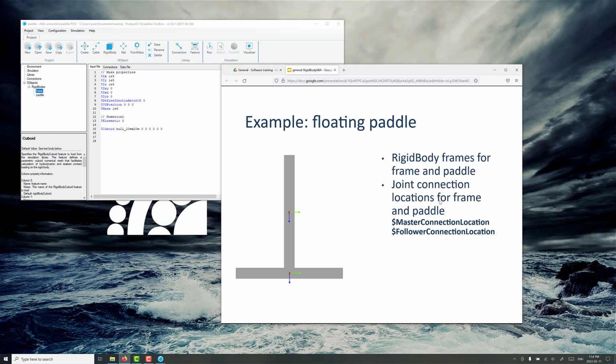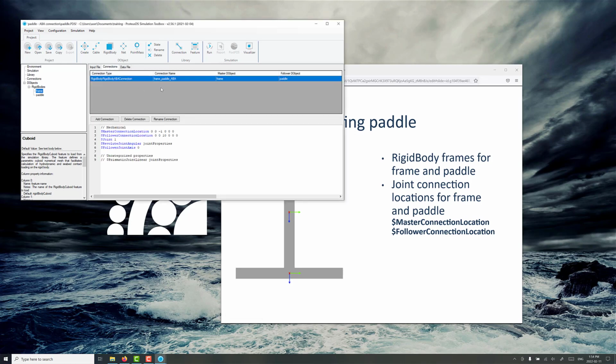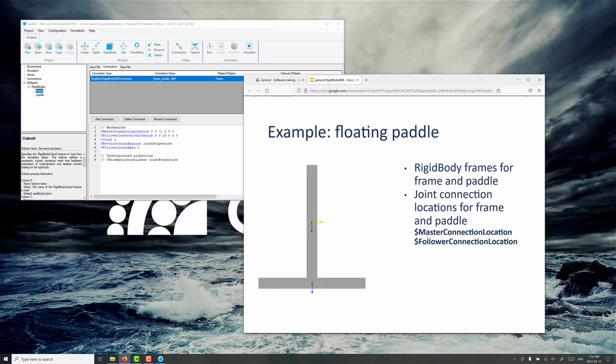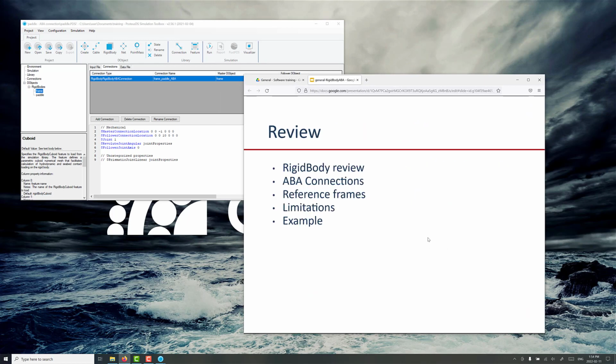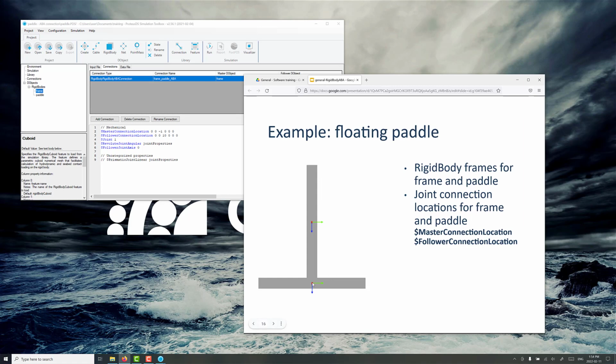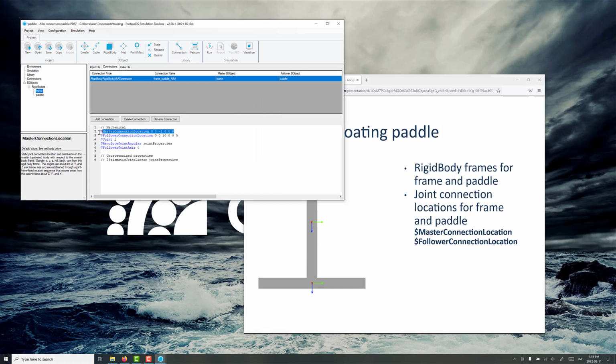When we set the joint connection locations for the frame and paddle, it's in the connection information. Master connection location, which is the location of the joint frame with respect to the master rigid body. And in this sense, we have the frame set up as the master D object, and the follower is set up as the paddle D object. So master connection location for the connection is going to indicate a small negative Z location. And in fact, that's exactly what we can see here for this master connection location.